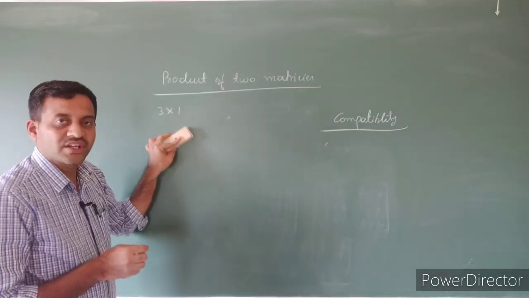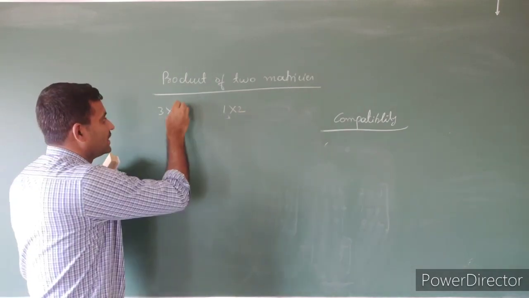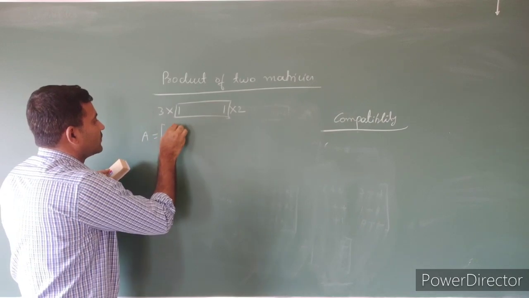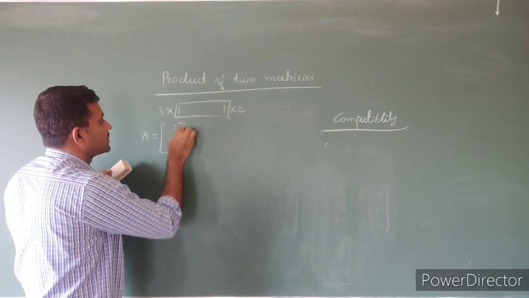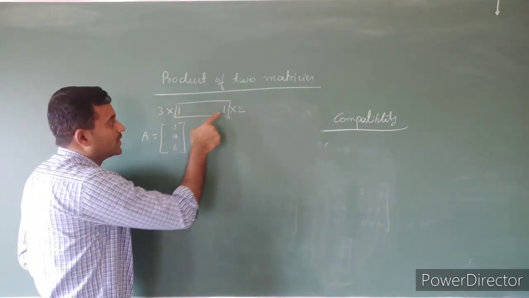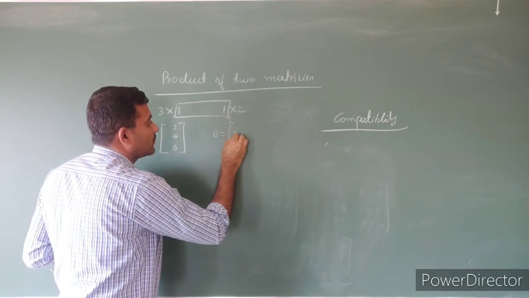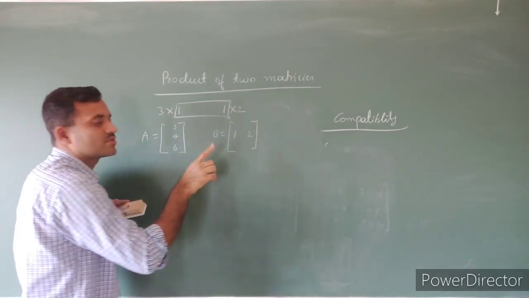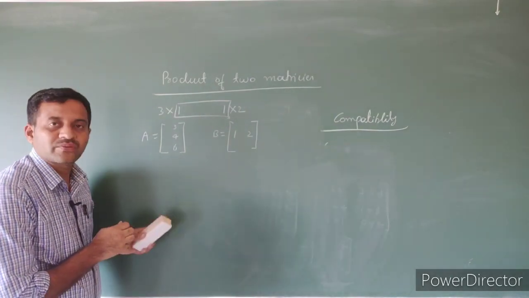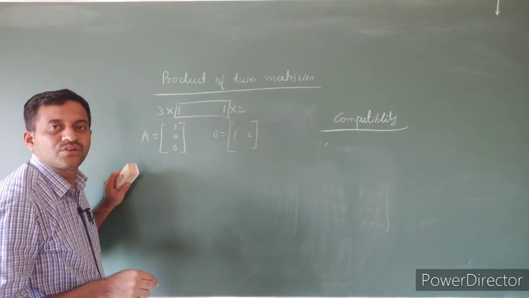Later, if the first order is 3 cross 1 and the second one is 1 cross 2, then we can perform it because the inner orders are the same. Let's see, A equals 3, 4, 6: 3 rows, 1 column. Here B is 1 row, 2 columns, that is 1, 2. We can perform the product of two matrices. How to perform it? Here the resultant matrix is 3 cross 2.